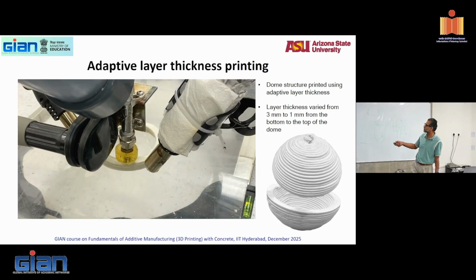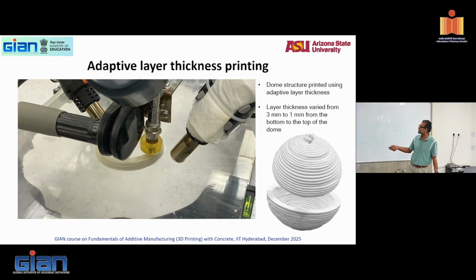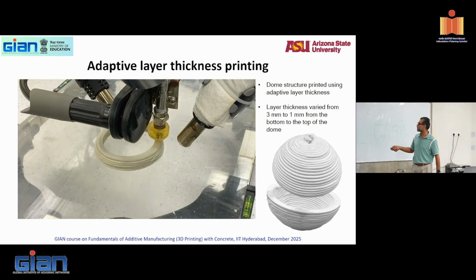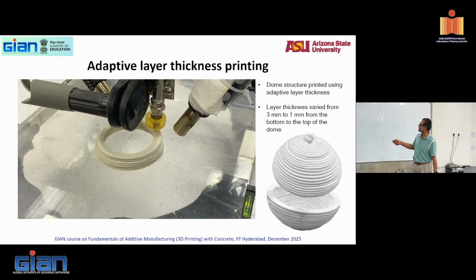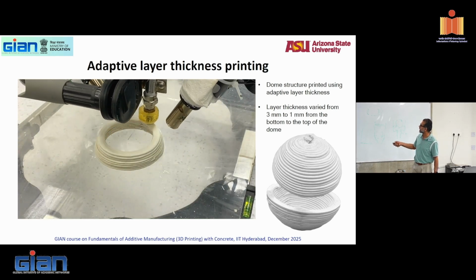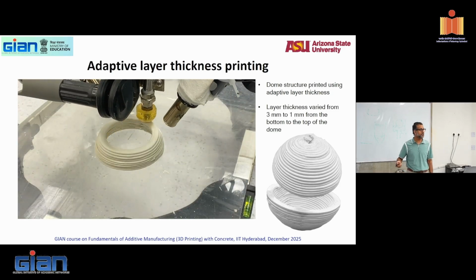So to ensure buildability of this, you need both rheological control as well as, again, it's a very small scale structure, but thinking about doing it in the large scale, you need a way to have heating as well. Here, layer thickness is varied from 3 mm to 1 mm from the bottom to the top of the dome so that you have much better control. Why is that so? Why did I change the layer height?